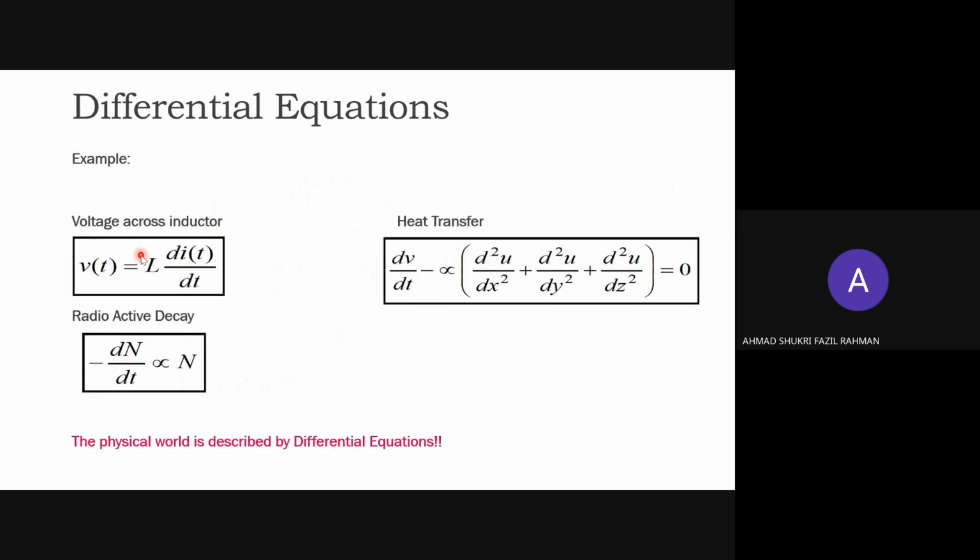This one you already know. This is in the form of a differential equation. Voltage across an inductor is in the form of L multiplied by the differential di over dt. And for radioactive decay, dN over dt. These are some examples in the form of a differential equation. This one is in the form of mechanical, dV over dt multiplied by infinity multiplied by d squared u over dx squared plus the whole thing equal to 0. So these are some examples of how we can use differential equations to model physical systems.